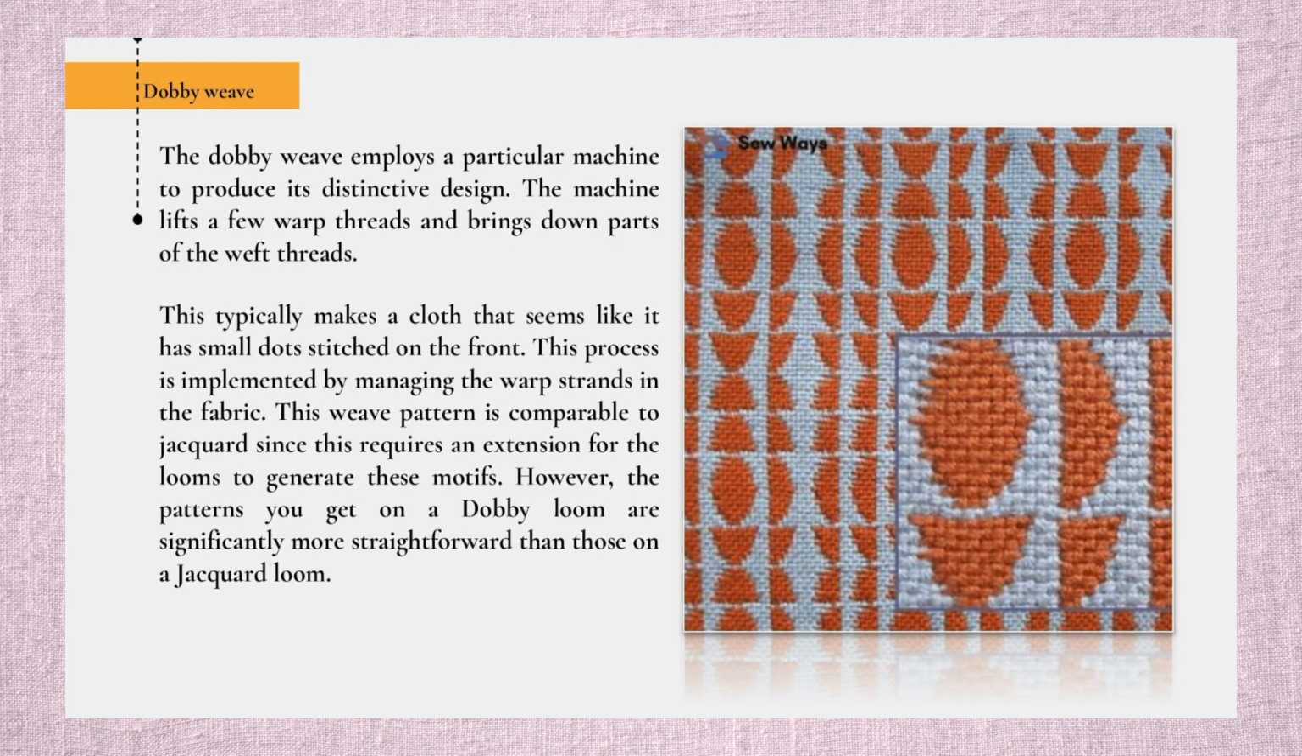Dobby weave. The dobby weave employs a particular machine to produce a distinctive design. The machine lifts a few warp threads and brings down the patterns of the weft thread. This typically makes a cloth that seems like it has small dots stretched on the front. This process is implemented by managing the warp strands in the fabric. This weave pattern is comparable to jacquard since it requires an extension from looms to generate these motifs. However, the patterns you get on a dobby loom are significantly more straightforward than those of a jacquard loom.